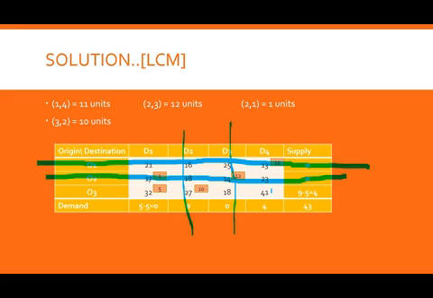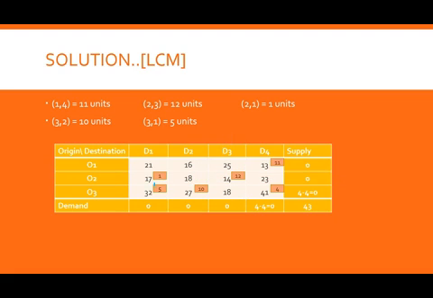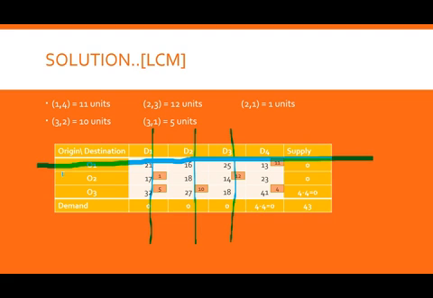Minimum amongst them is 32. So make an allocation here. How much? Demand is 5, supply is 9. So I can satisfy 5. So at 3, 1, 5 units. So first column, second column, third column, all the 3 columns are gone. First row is gone, second row is also gone. So I'm left with a single cost unit.